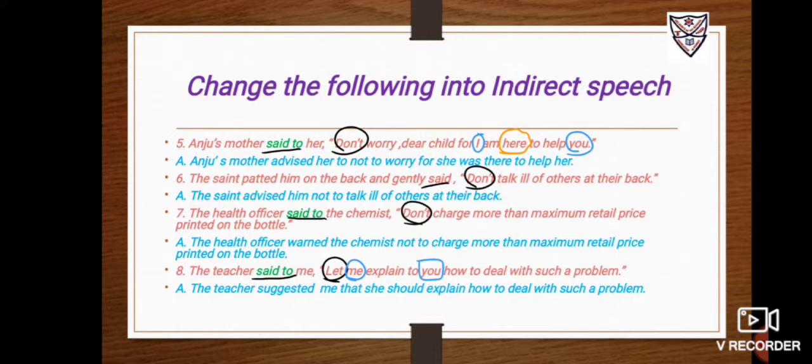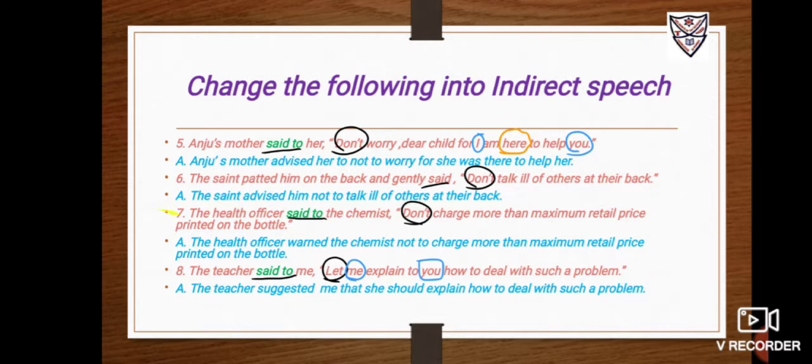Okay. Now next is, the health officer said to the chemist, "Don't charge more than maximum retail printed price on the bottle." So it is the health officer said to. So said to changes to told. Okay. So usually now told, said to is the reporting verb, so underline it. Next is don't charge, so don't is the verb. Now here again don't is used, so I'm going to use not to. Any other verb is not there, so it's charge. Don't charge more than maximum retail price printed on the bottle. So there is no other verb, so we have dealt with the verb already.